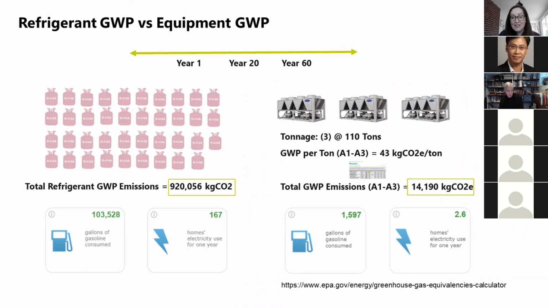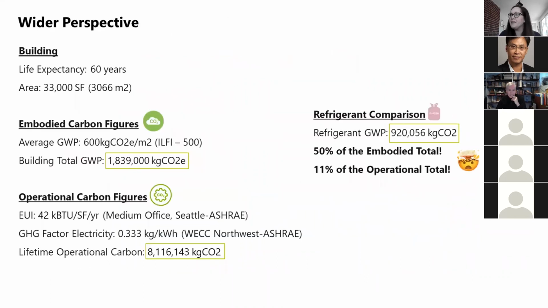So it's almost a factor of 100 times more between the refrigerant itself and the raw material for the equipment. It's a huge difference, and you can see why we're choosing to focus on the refrigerant piece.